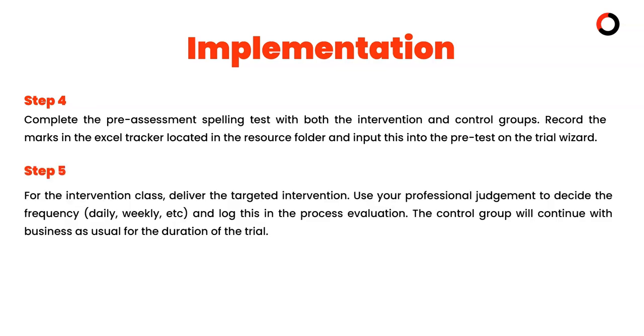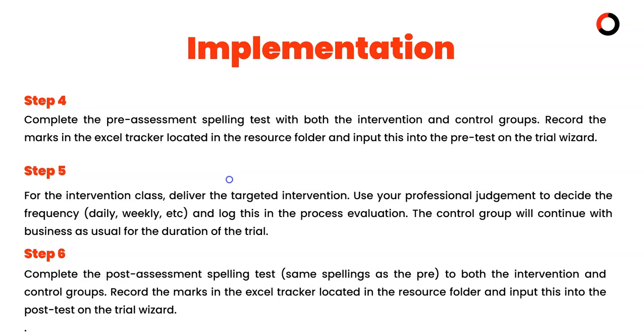Step 5. For the intervention class, deliver the targeted intervention. You can use your professional judgment to decide the frequency, whether you'll do this daily, weekly, but log this in the process evaluation. The control group will continue with business as usual for the duration of the trial. And step 6. Complete the post-assessment spelling test, which is the same as the pre, to both the intervention and control groups. Record the marks in the Excel tracker and then input this again into the post-test on the trial wizard. If you then complete the online process evaluation and then click Analyze, it will generate an impact report for your school.